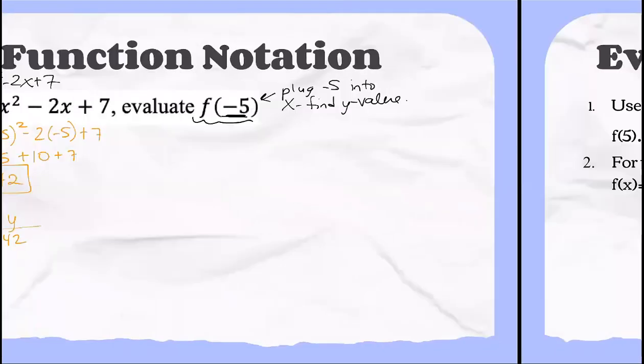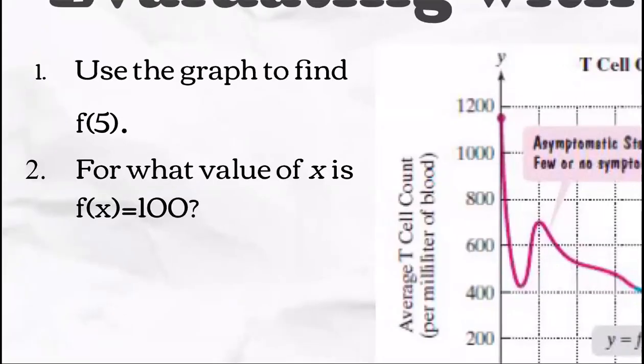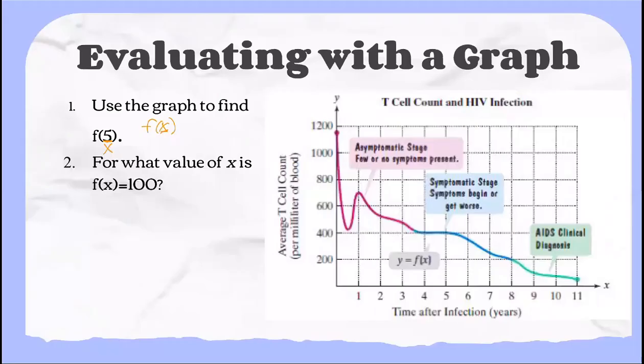All right, let's look at evaluating with a graph. Okay, so use the graph to find f of 5. Remember, this is an x value because function notation is f of x. So what was there was an x. So if it's there, that is an x value. All right, so f of 5. That means my x value is 5 right here. And it's saying, what is the y at that point?